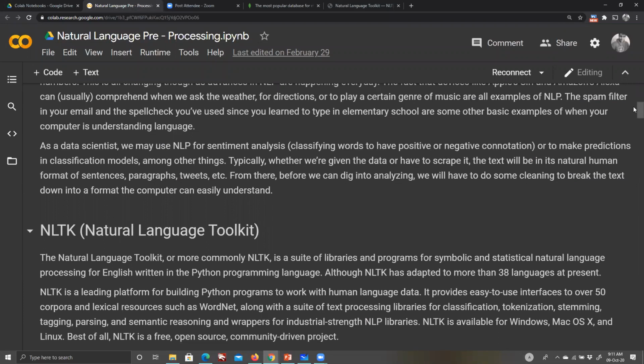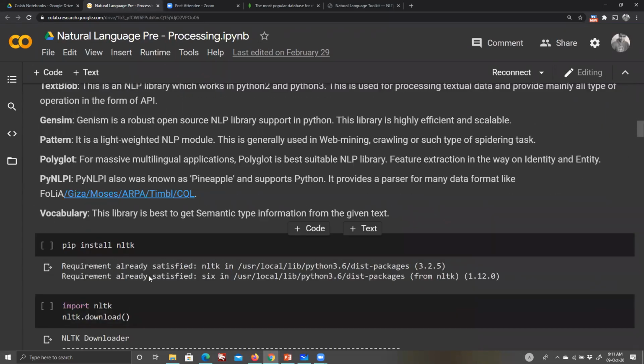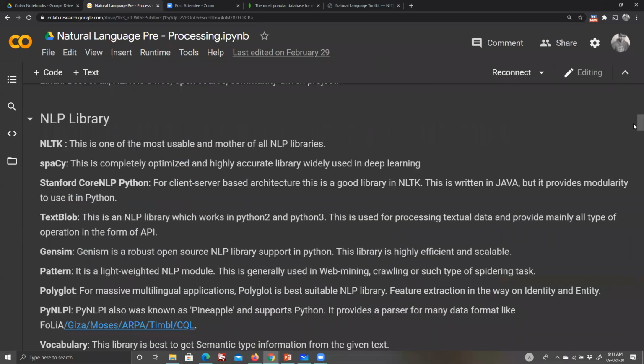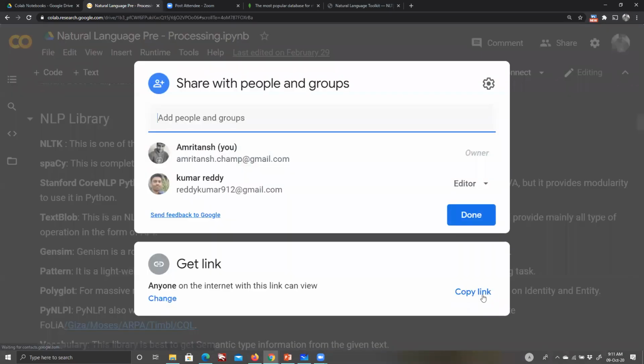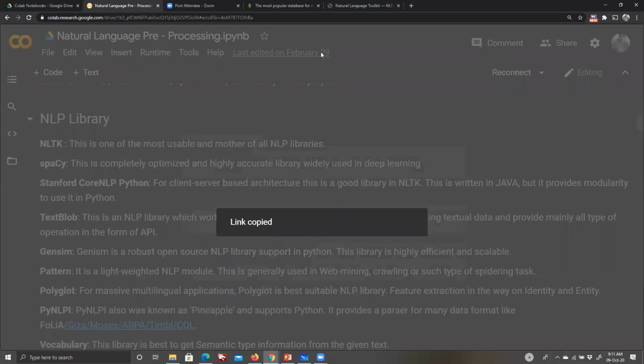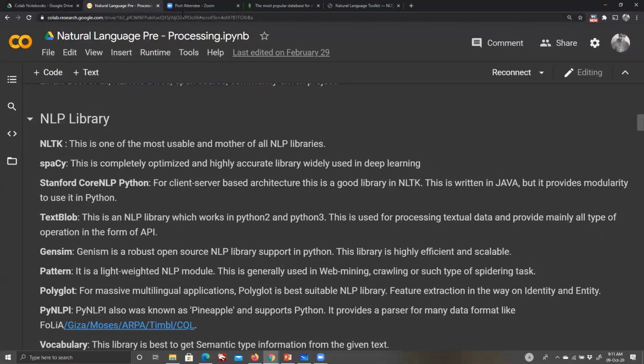Even on Google Colab, I will have to do the installation. Without that, it's not possible. But it's very simple: just do a pip install of NLTK. Let me also share this notebook's link, and we might be able to place it in some common group. So let me just provide you the link as well.